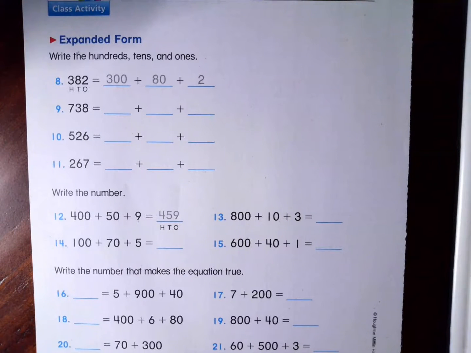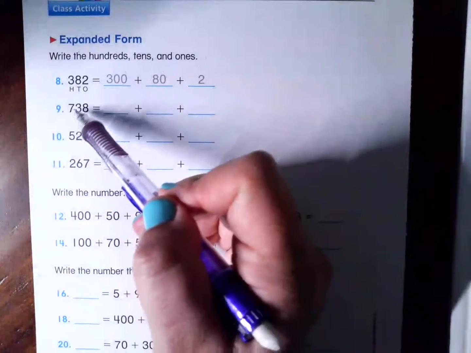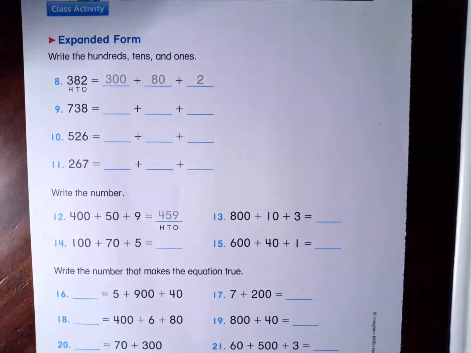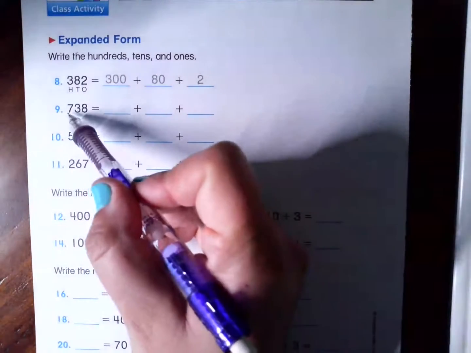So if you would like to try 9, 10, and 11 on your own, please feel free. If you want to stay with me, let's keep going. So we have 700, and I always like to listen for what I'm saying. So I hear 700.